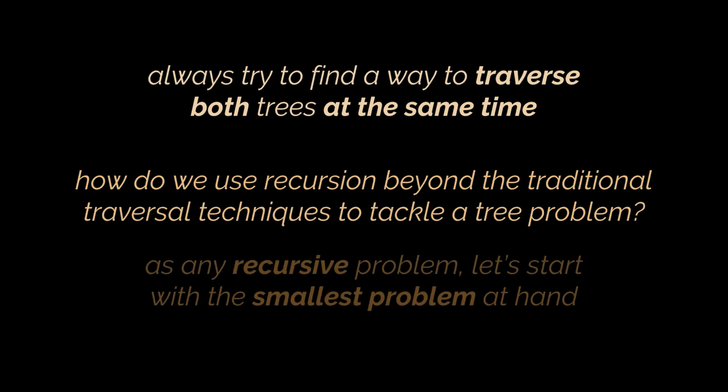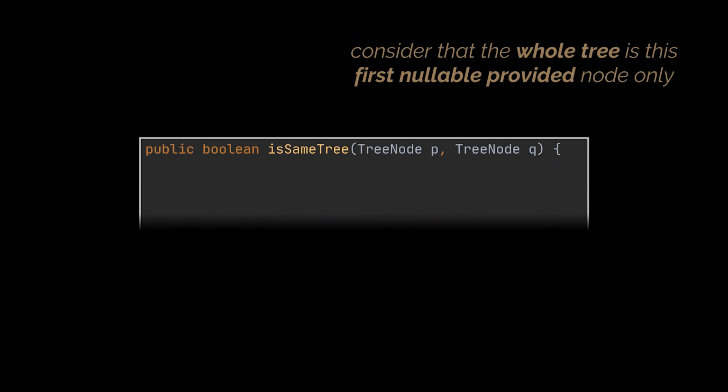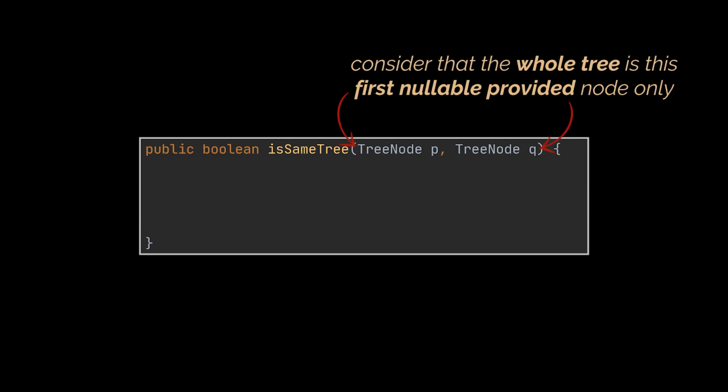So how do we use recursion beyond what we already know, beyond the traditional traversal techniques to tackle a tree problem? Well, as any recursive problem, let's start with the sub-problem, the smallest problem at hand, and take a single node of each of the given trees as a first try. We now have two root nodes only, that's it.